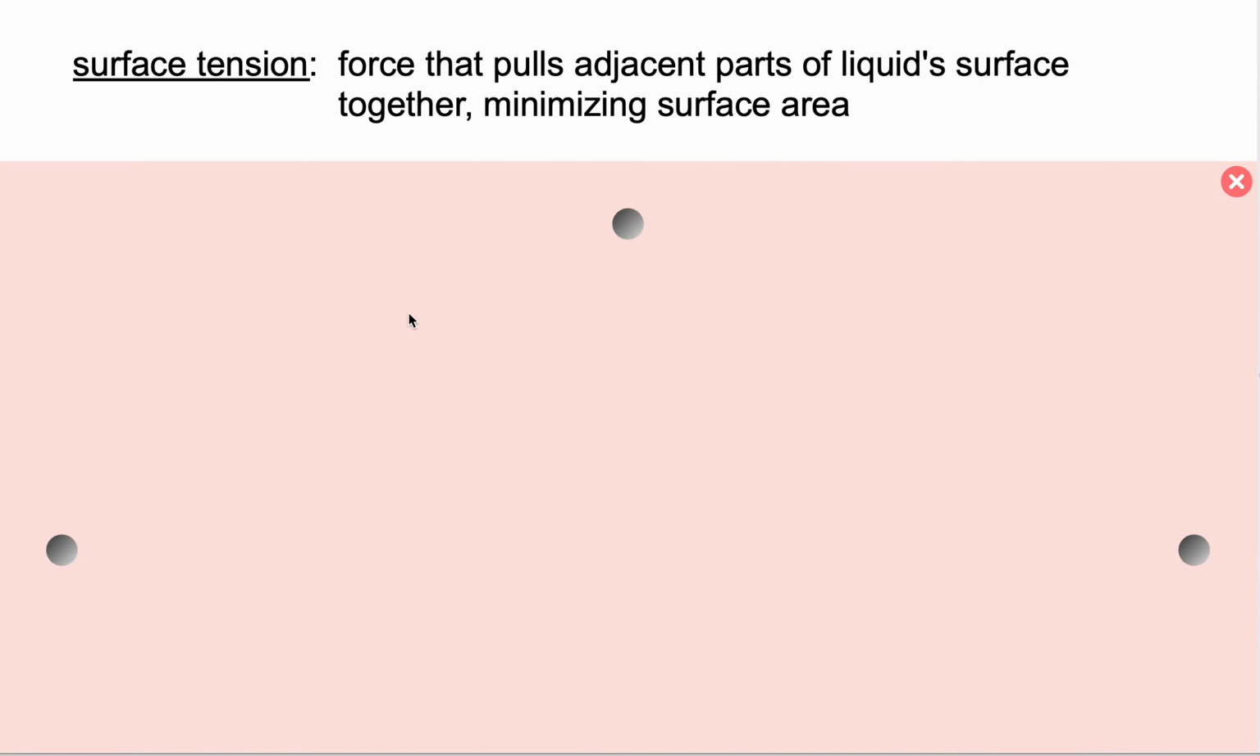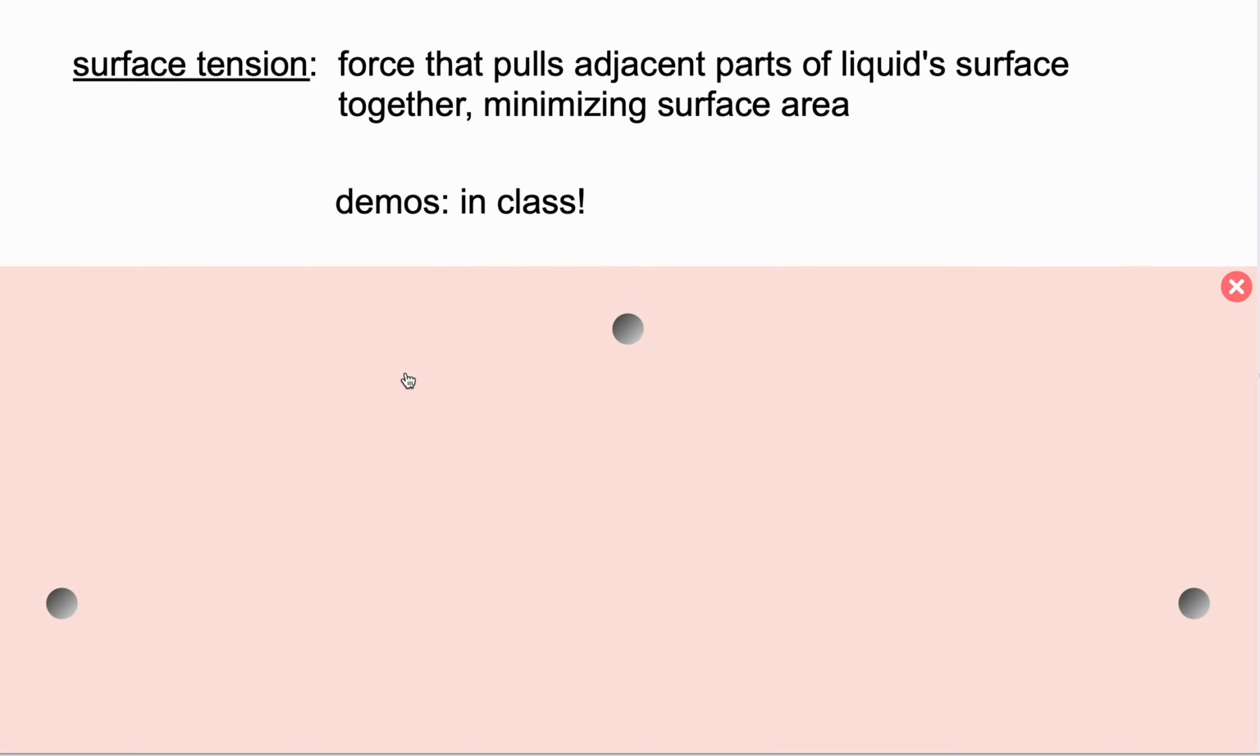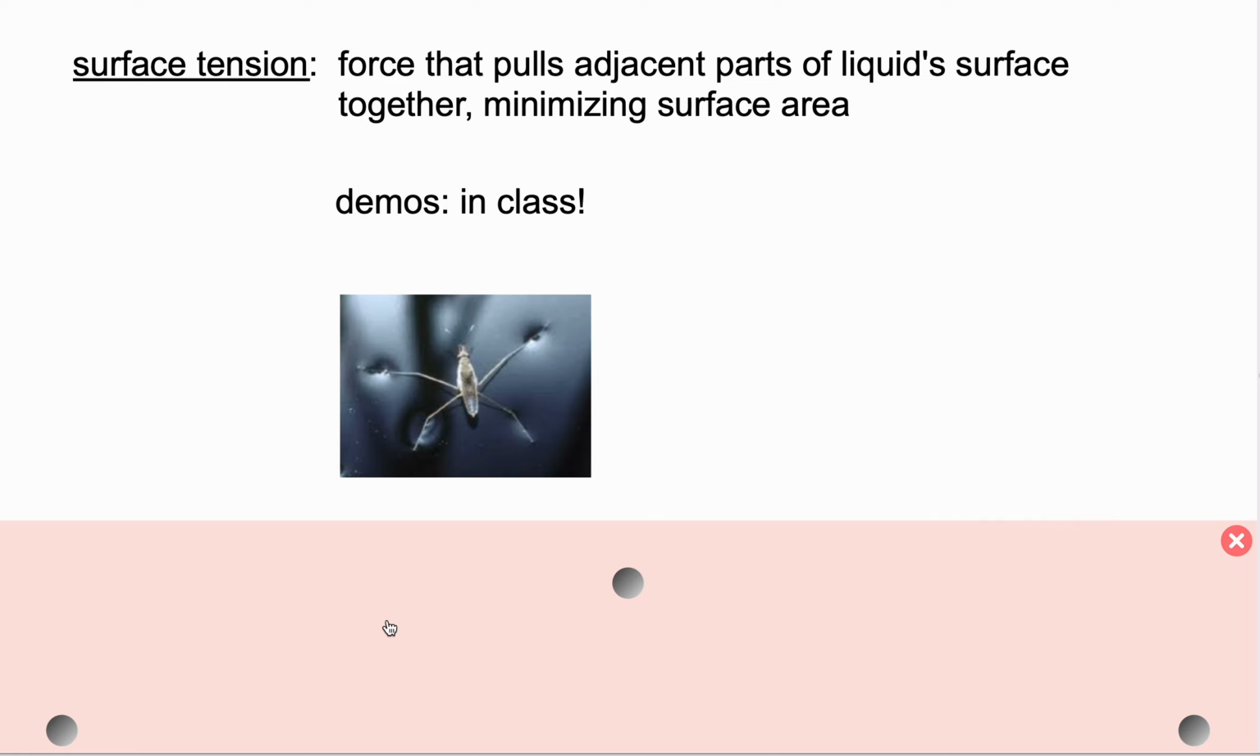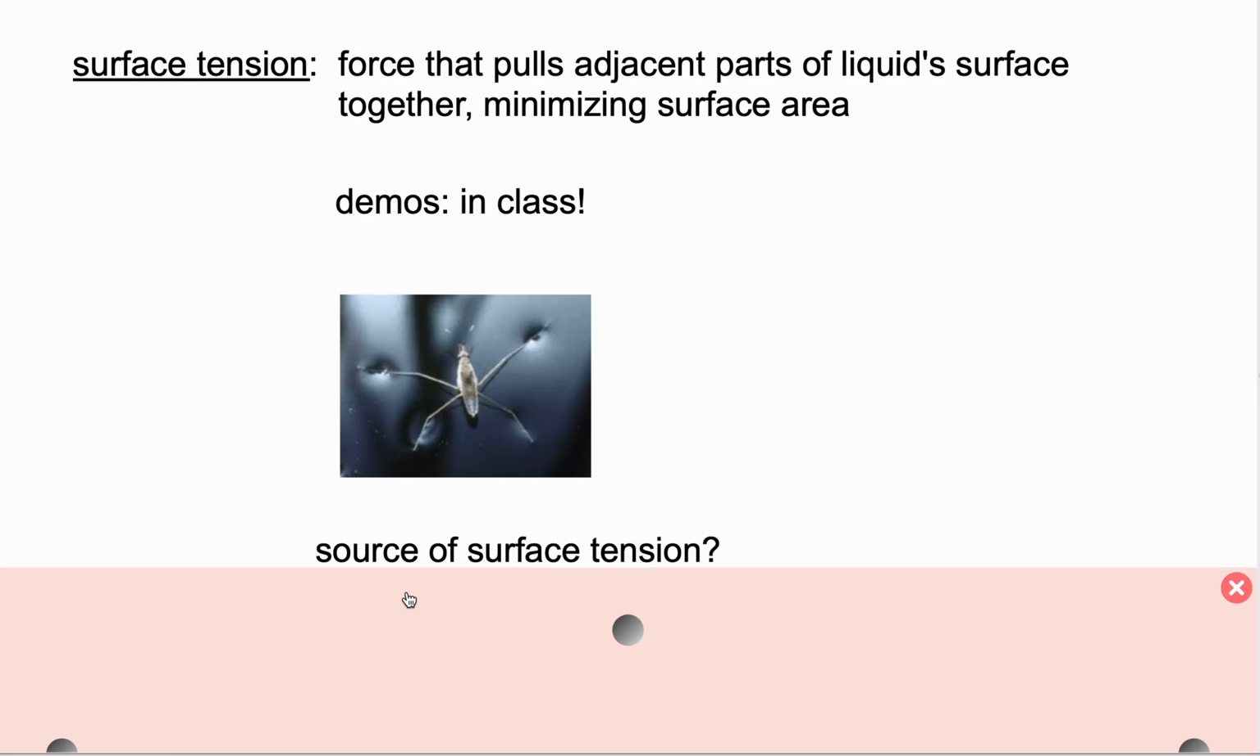Surface tension is a really interesting property of liquids. It is a force that pulls adjacent parts of the liquid surface together, causing the surface area to minimize. I will do several examples of this in class. One that you might have seen is this particular type of insect that can walk on the surface of water. Water, as we'll talk about in great detail, has very, very strong surface tension, and this insect can actually walk on the surface of water without breaking that surface tension.